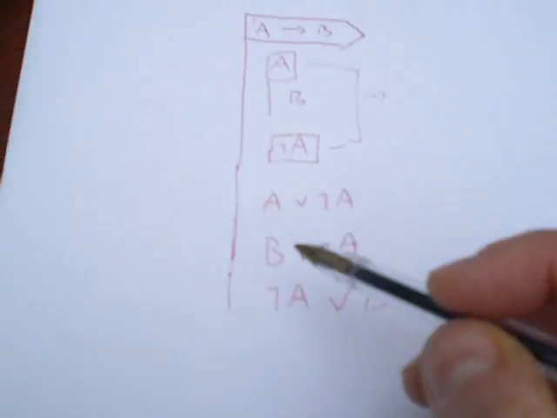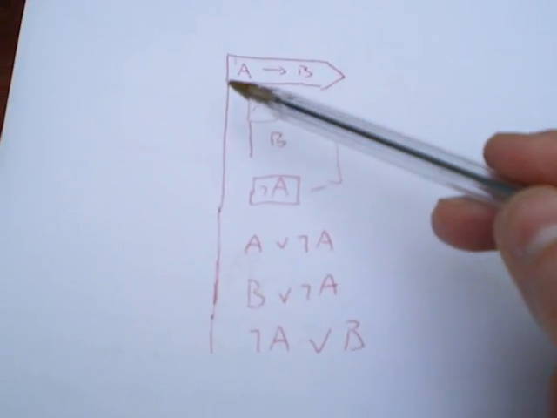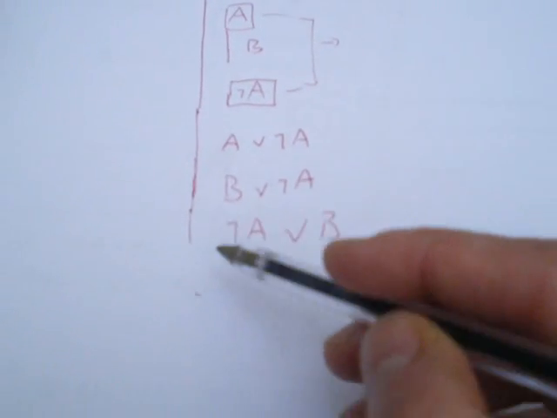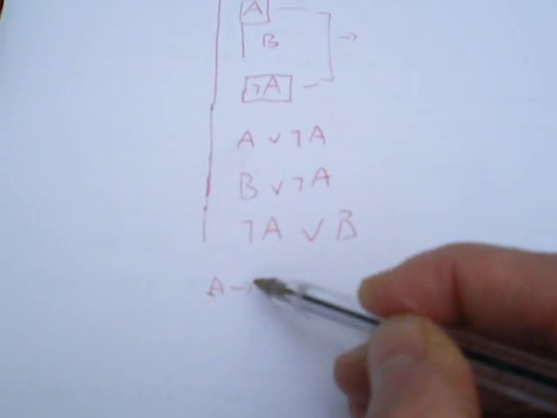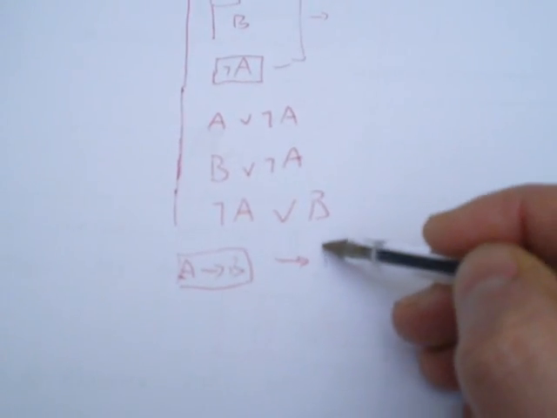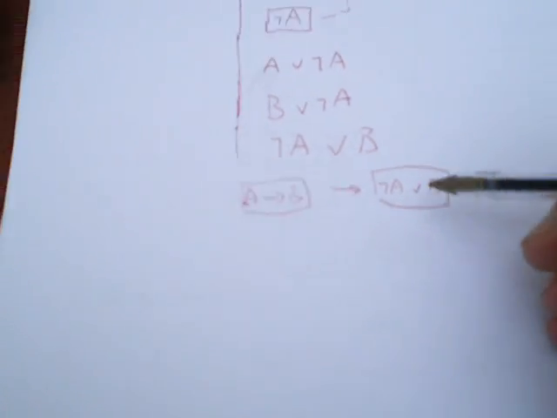So everything in this line, beside this line, follows from this premise. So that means that the premise A implies B implies not A or B. Let's work this the other way around.